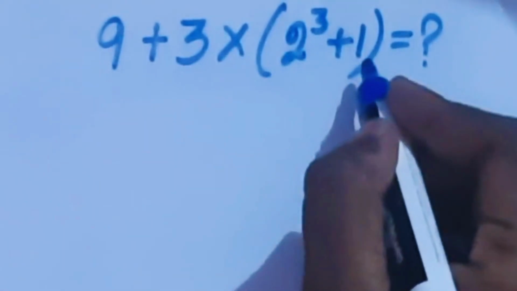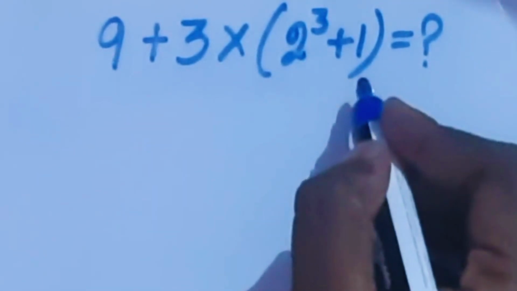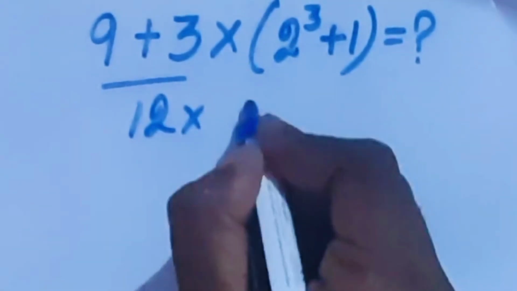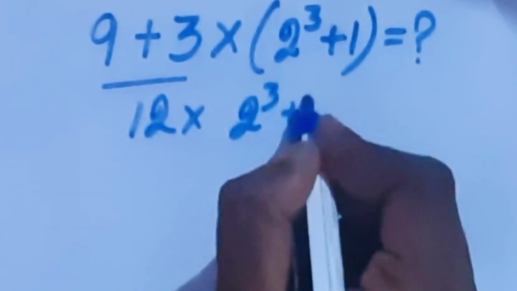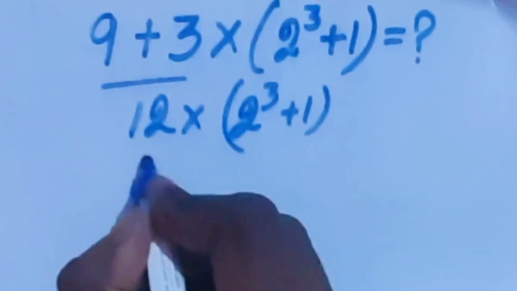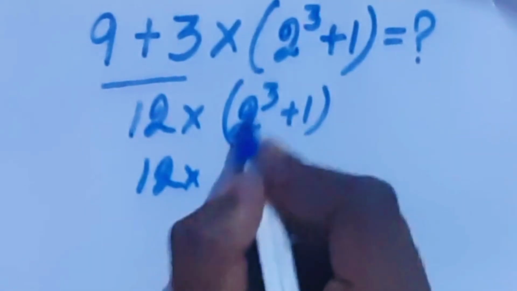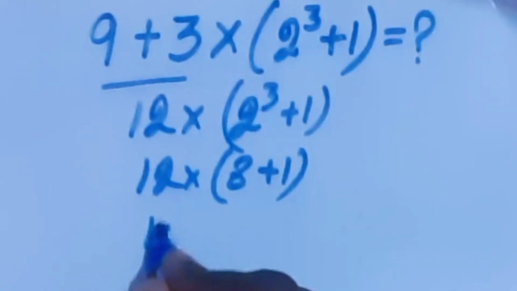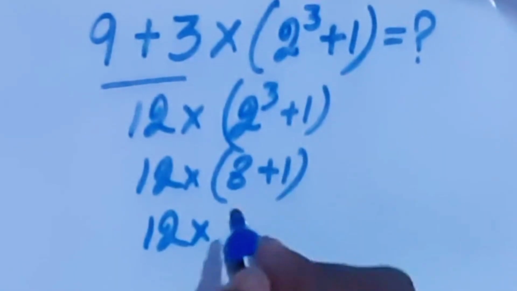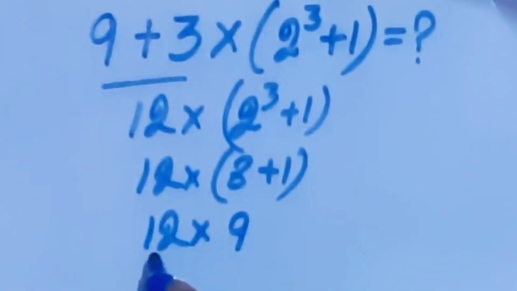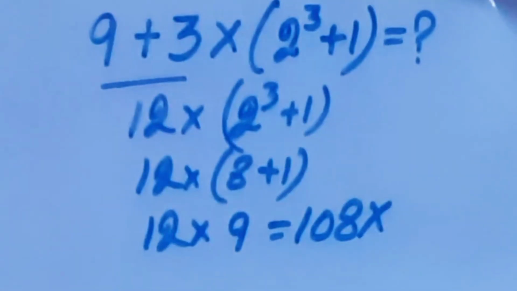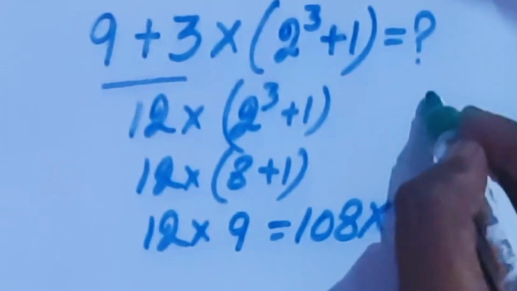I guess most of them get the answer 108 for this problem in the wrong order here. 9 plus 3 is 12, times 2 power 3 plus 1 in bracket here. 12 times 2 power 3 is 8 plus 1 in bracket here. 12 times 8 plus 1 is 9 here. 12 times 9 is 108, which is the wrong answer. As per this order of operation, this 108 is the wrong answer.